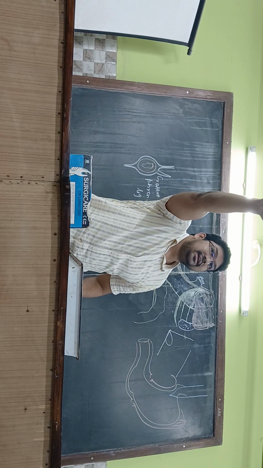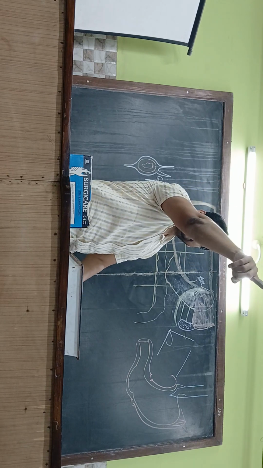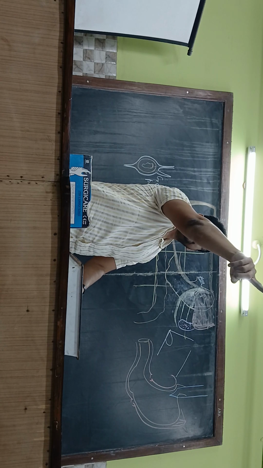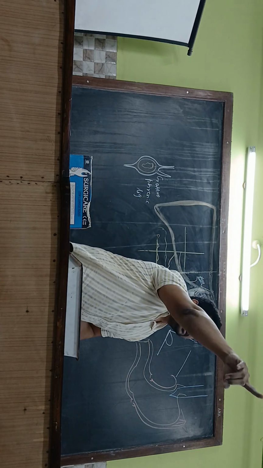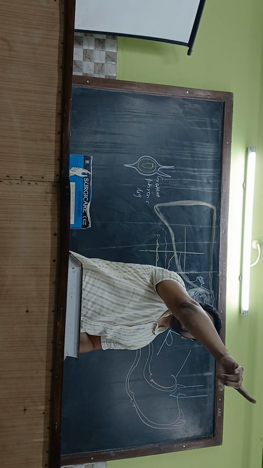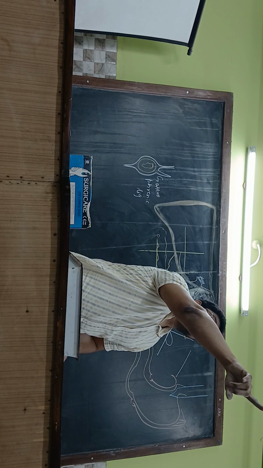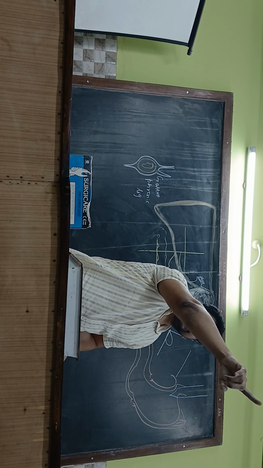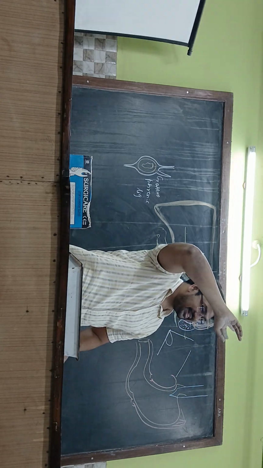Left gastric artery, which is a branch of? Anybody? Celiac trunk. Right gastric artery is a branch of? Common hepatic artery.